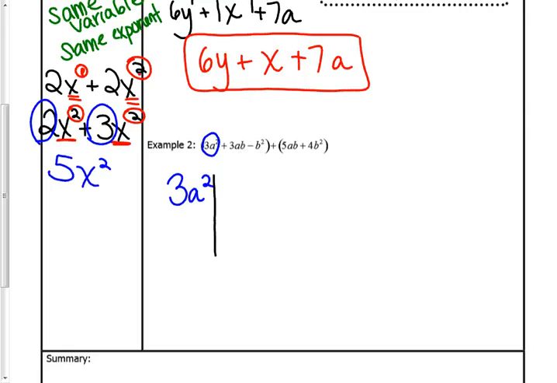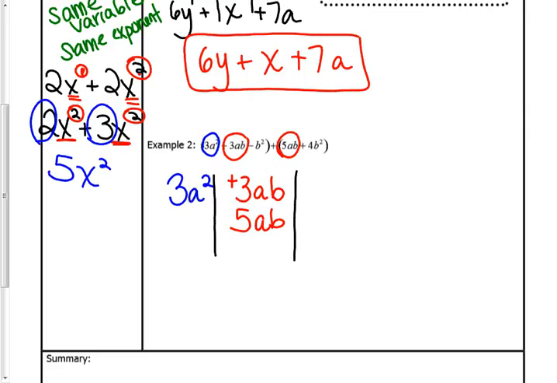All right, the next one I see is 3ab, positive 3ab. Do I see any other ab term here? I do. I've got this positive 5ab. So I'll put those together.